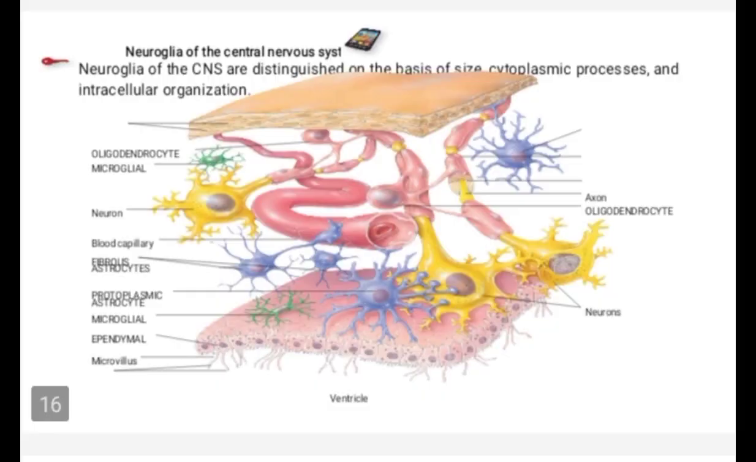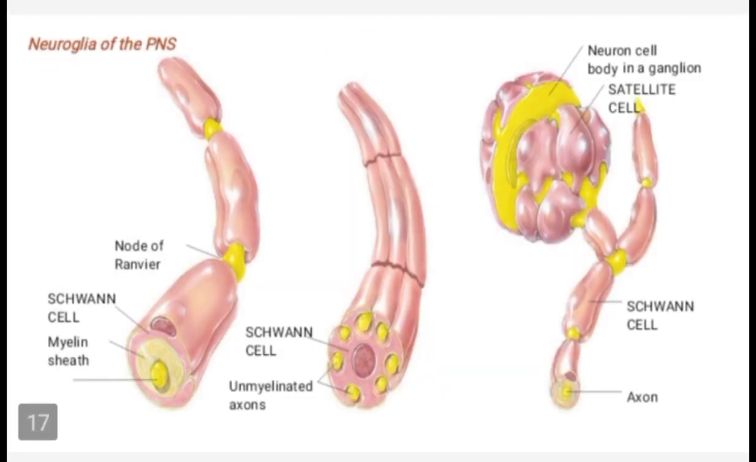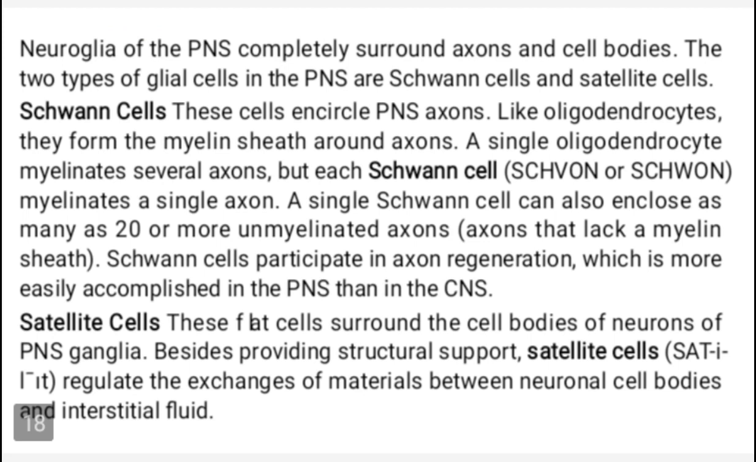So this is the picture of the neuroglia of the central nervous system, while this is the neuroglia of the peripheral nervous system. Neuroglia of the peripheral nervous system completely surround axons and cell bodies. The two types of glial cells in the peripheral nervous system are Schwann cells and satellite cells. Schwann cells encircle peripheral nervous system axons like oligodendrocytes. They form the myelin sheaths around axons.